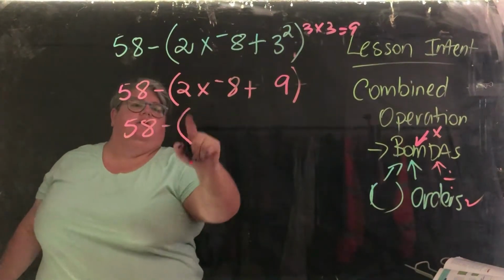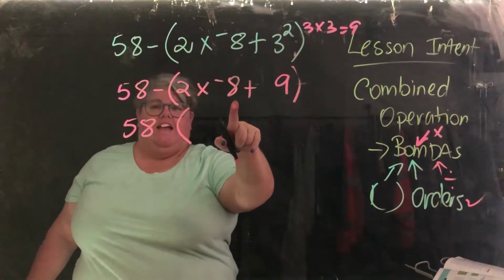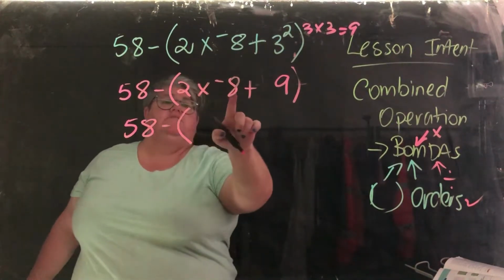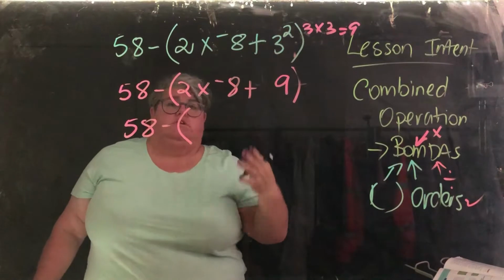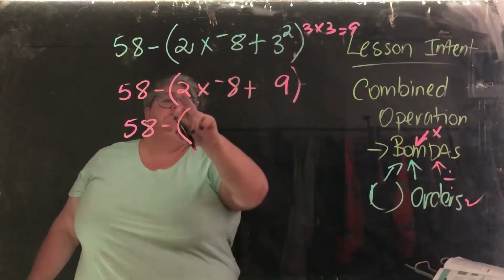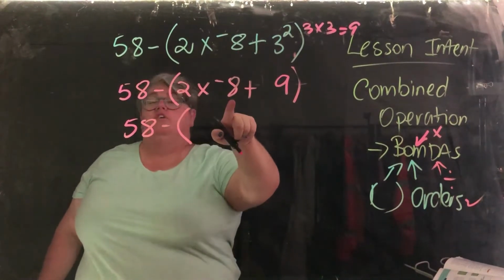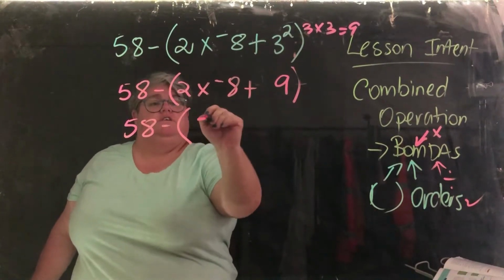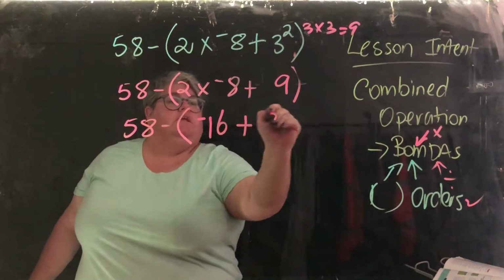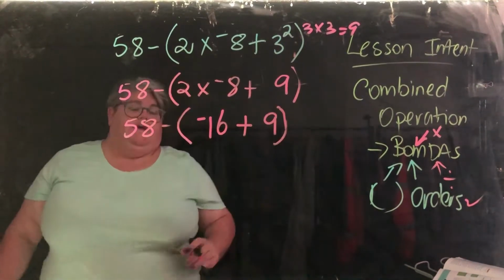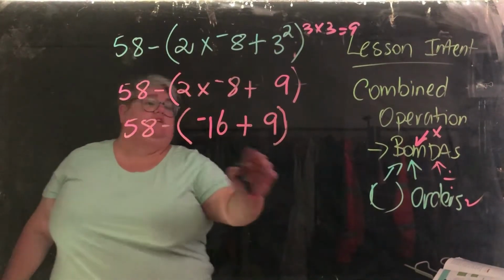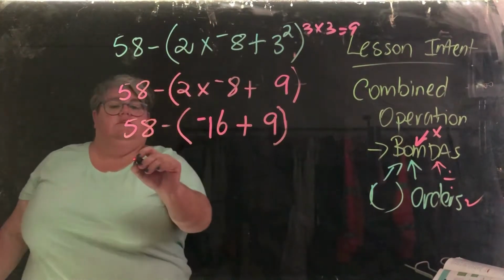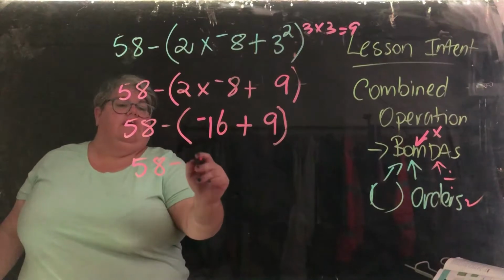Okay, so let's write this again. 58, take 2 times negative 8. Now, we've learned in our last lesson that a positive and a negative equals a negative. So 2 times negative 8, well, we know 2 times 8 is 16, but it's a negative. So it's negative 16 plus 9. Okay, moving on. We're still in our brackets. We still haven't gotten rid of these. So we're still here. So 58, take.